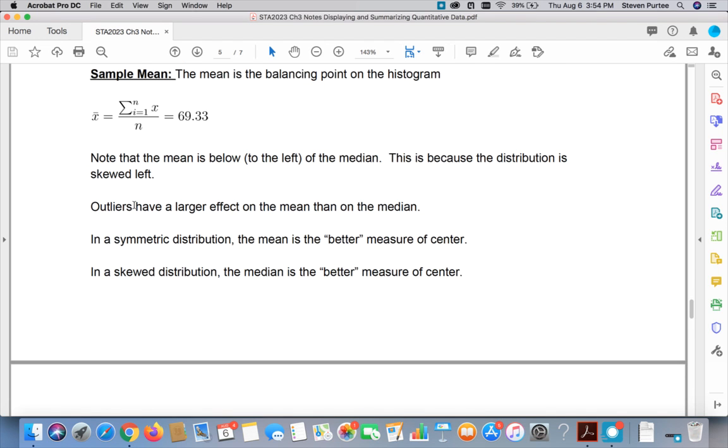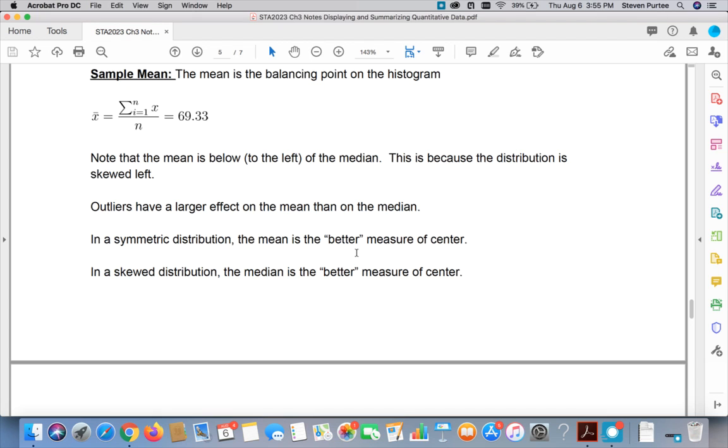Okay, so outliers, things that are far away from the rest of the group, have a larger effect on the mean than on the median. In a symmetric distribution, if somebody says, hey, how'd your class do? I would probably just tell them the mean. It's the better measure of center. But in a skewed distribution, the median is the better measure of center.